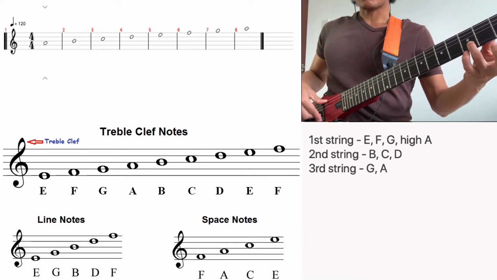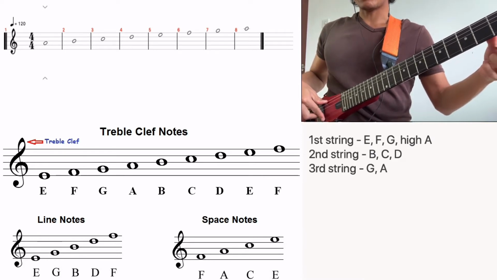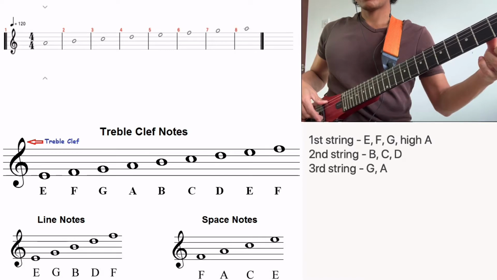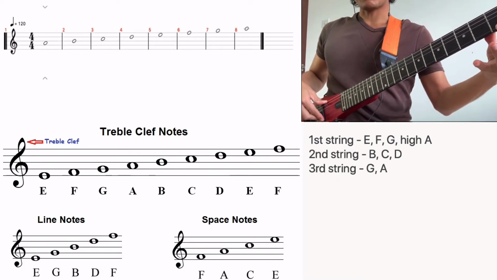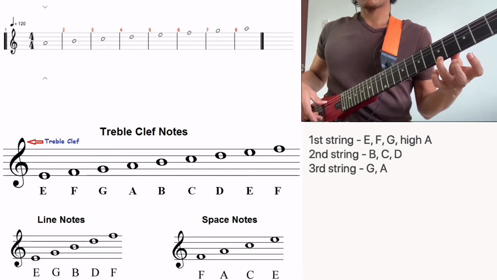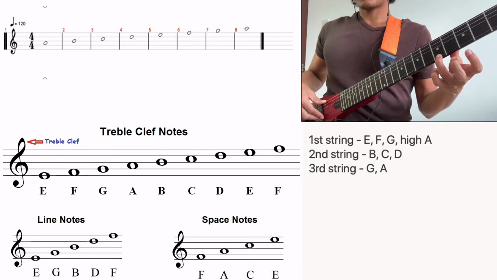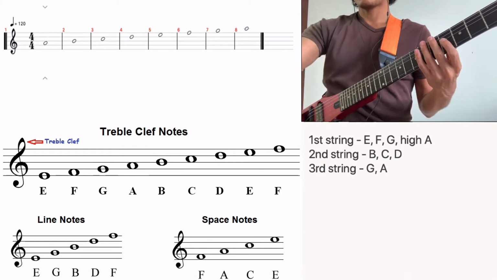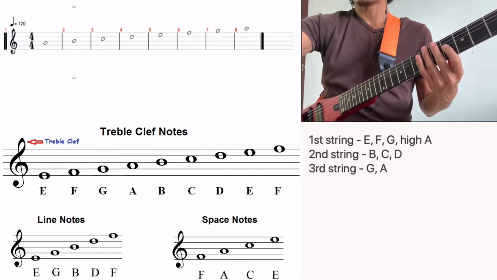And on the first string, we have three notes as well. We have E on the open string, we have F on the first fret, and G on the third fret, and also we have the high A. Okay, and on the score, let's just look at the bottom left, I mean the left side, yeah.